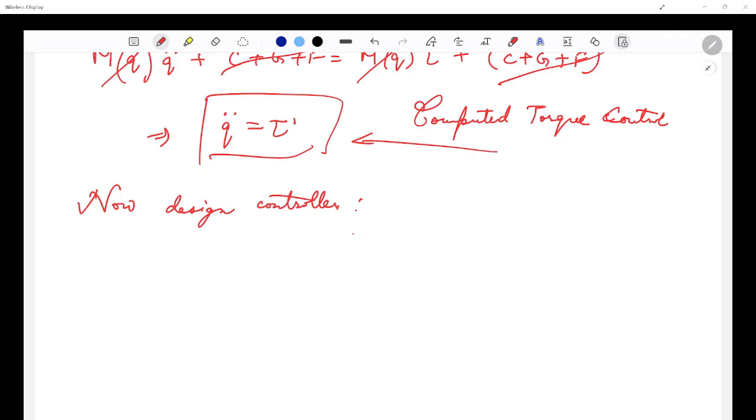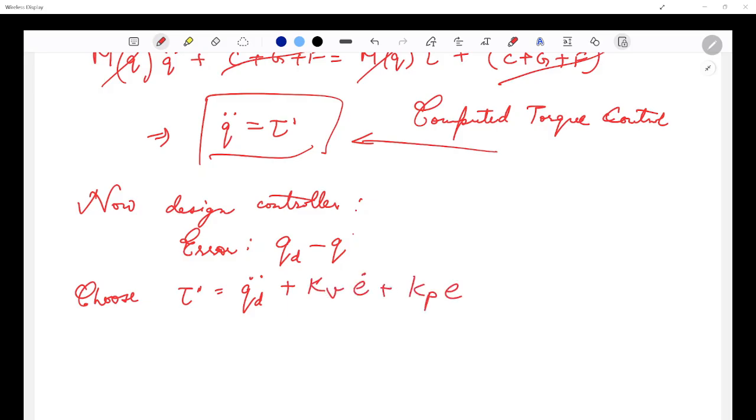Okay, so first we'll define the error. How would the error be defined? It would be the difference between the desired trajectory and the current trajectory. So it would be QD minus Q, where QD is desired. We'll choose tau dash to be equal to QD double dot plus KV into error dot plus KP into error.